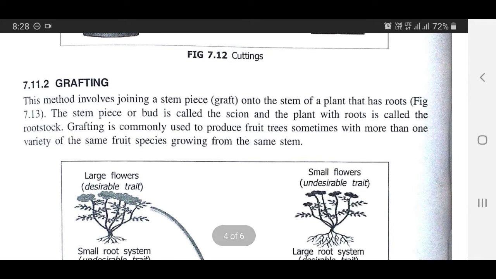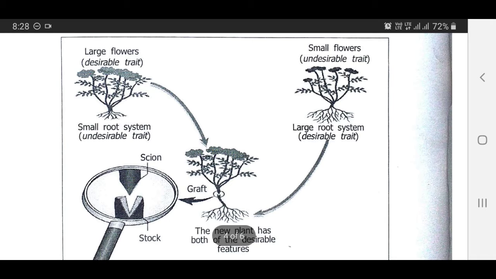Grafting. This method involves joining a stem piece onto the stem of a plant that has roots. The stem piece or bud is called the scion, and the plant with roots is called the rootstock. Grafting is commonly used to produce fruit trees, sometimes with more than one variety of the same fruit species growing from the same stem. You see the parent plant: small root system, undesirable trait, used as rootstock, and large root system, desirable trait, small flowers, undesirable trait.